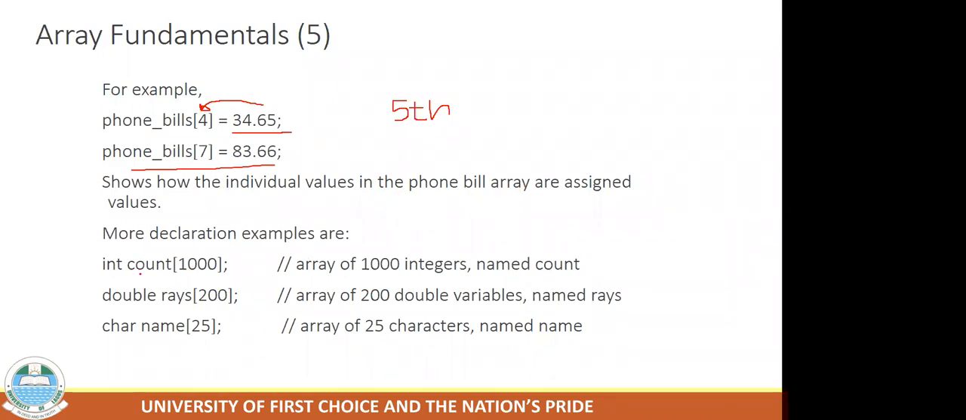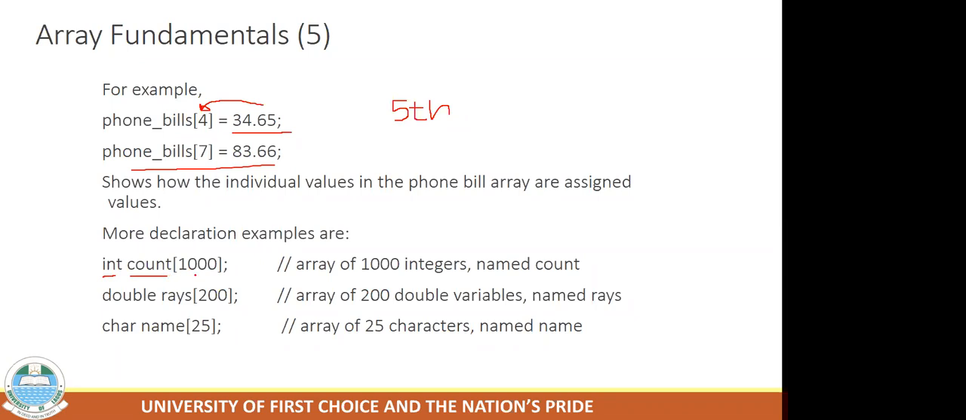So let's look at more declarations. What if I want to declare 1,000 integers, using the array name count? So 1,000 integers, what's the format? The data type, the array name, right?